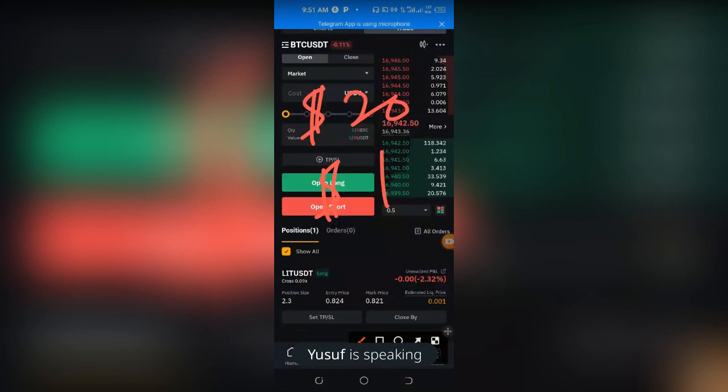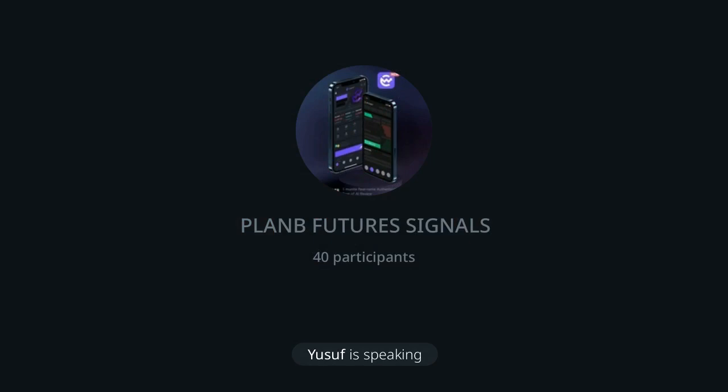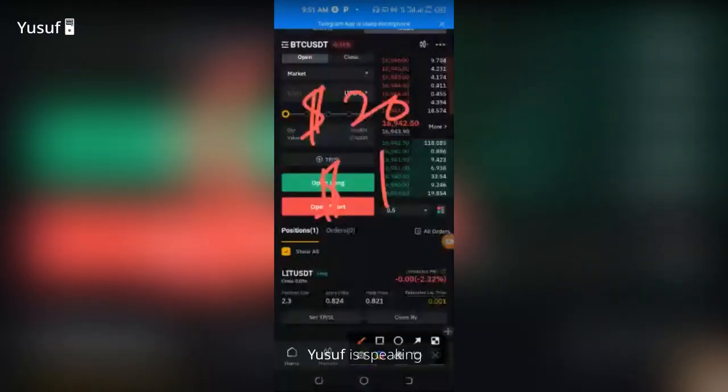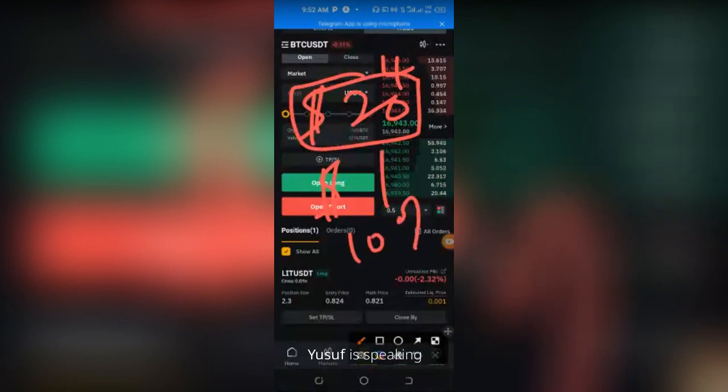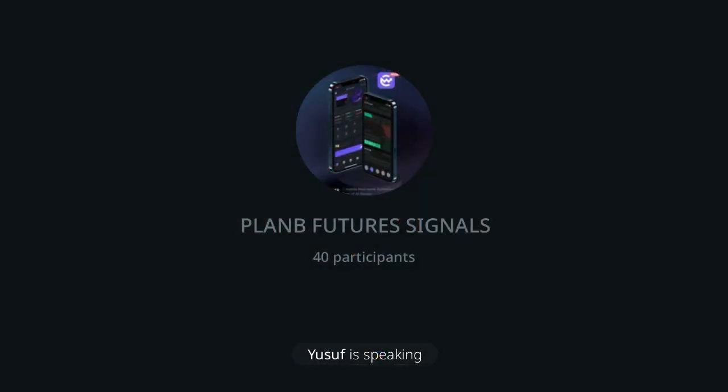So with the $20, if we divide $20 into 5 different places, I think it's $4. So that's $4 into 5, that's about 20% of your capital. If you want to use 10%, the best thing is, since the capital is not much, we can still recommend 10% of the capital. It's still not too much. With proper stop loss and take profit, that means we'll divide $20 into 10 different places.